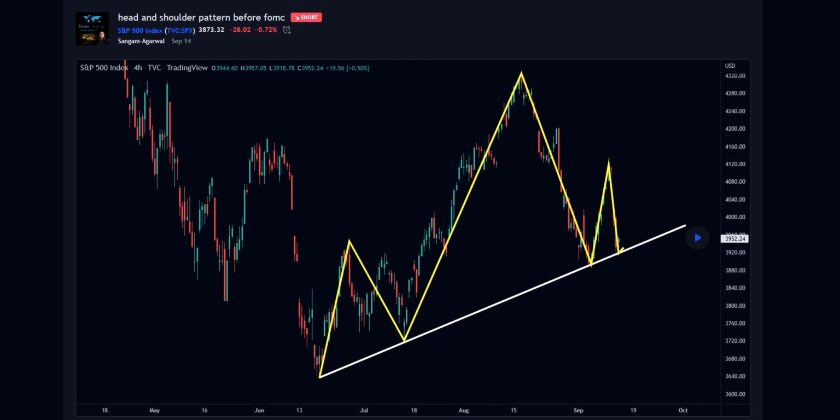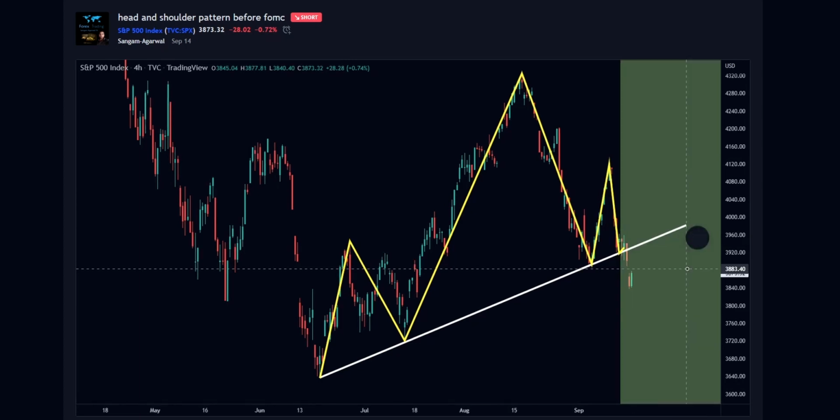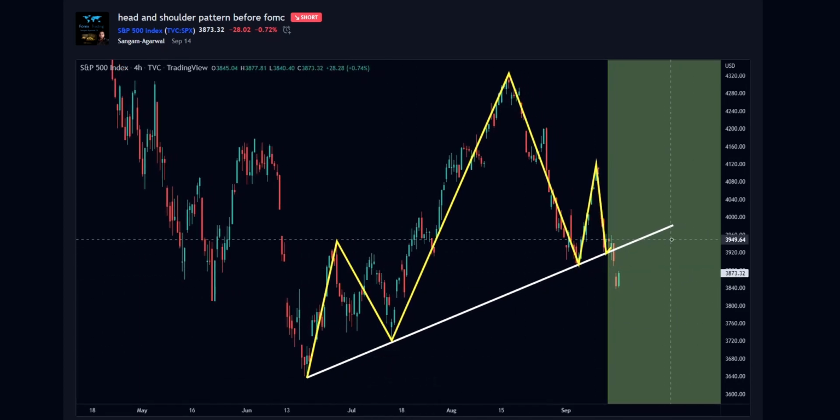On the H4 time frame of S&P 500, our key chart pattern was the head and shoulders chart pattern. I shared this chart pattern on TradingView on 14 September. Now it has broken out of this neckline. This was the key trend line which was working as a support for S&P 500 on H4, but now it is broken.